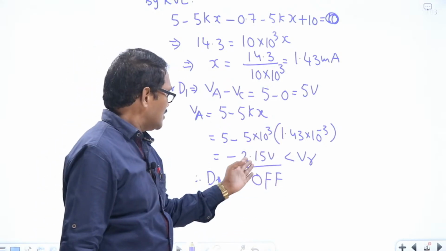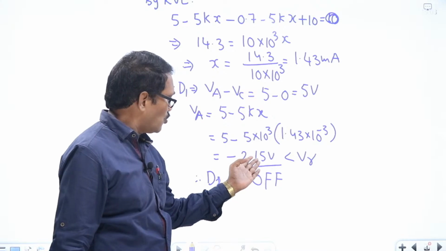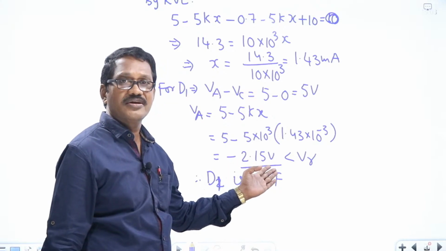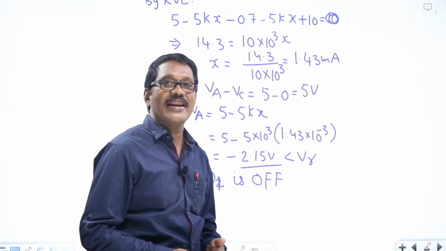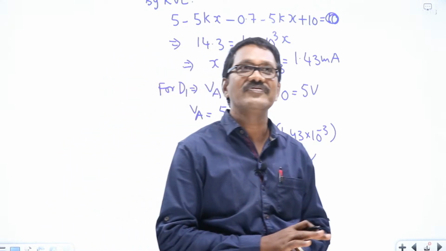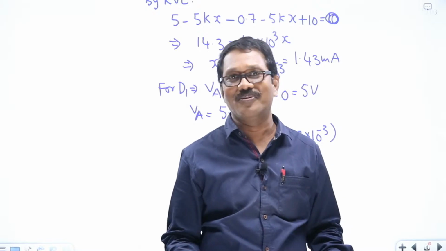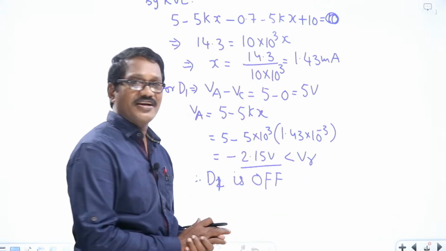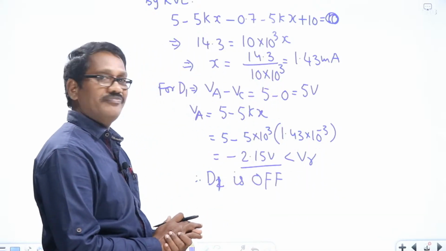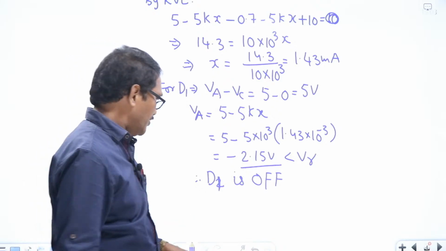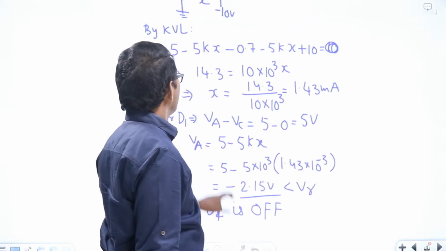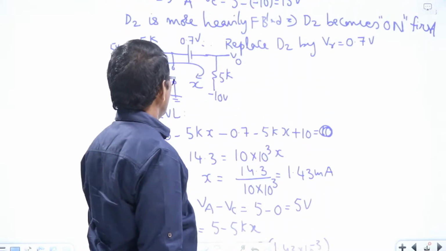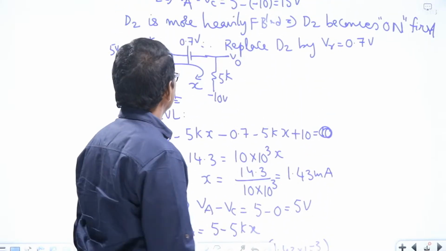Why? Because minus 2.15 volts is not at all sufficient to eliminate the potential barrier, and hence current conduction will never take place through the diode. That is why it is in an off state. D1 is off. Right? So now I2 is equal to, what is I2? Now you can calculate this.